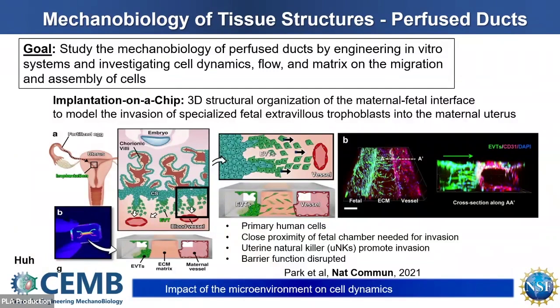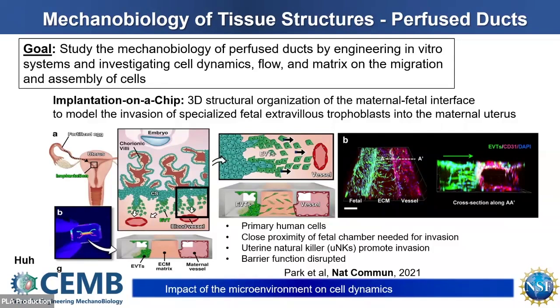And also a very interesting perfused duct system here. And this is Dan Hu's group looking at then implantation on a chip. And so what this is important again in pregnancies where you've got the embryo needs to be implanted into this endometrium. And so you need to have then or show what they tried to show here in this on a chip model is that those specialized fetal extravillous trophoblasts need to infiltrate or migrate to the maternal blood vessel.